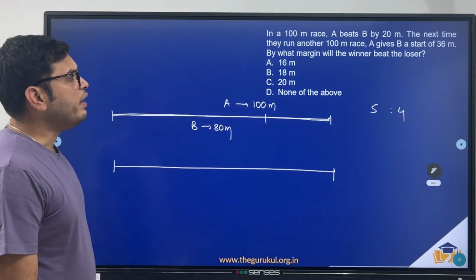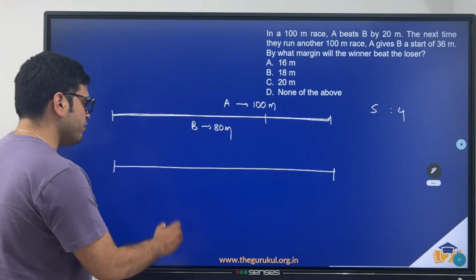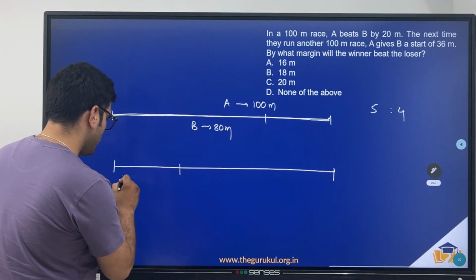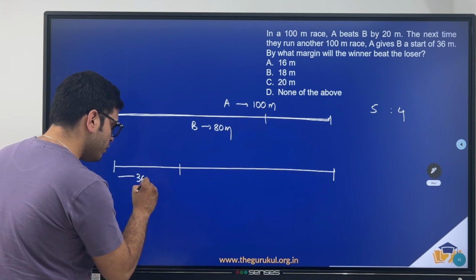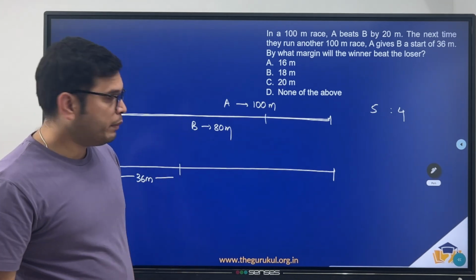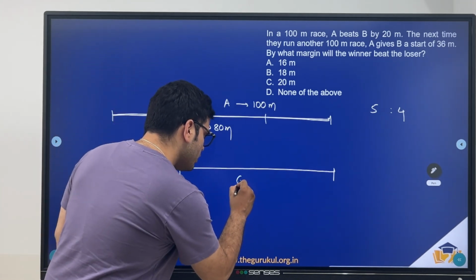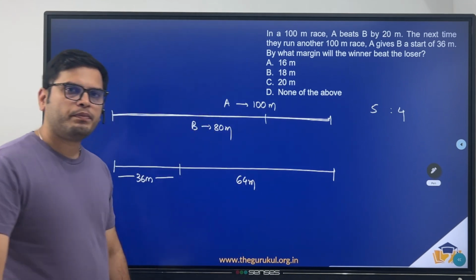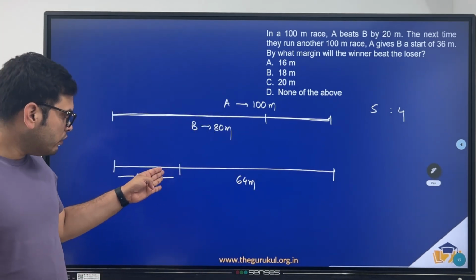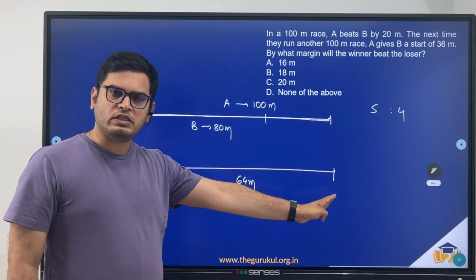Now, A gives B a start of 36 meters. So this is 36 meters. Now B need not run 100 meters. So B should be running 64 meters only. Right. Now in the time B runs 64 meters.